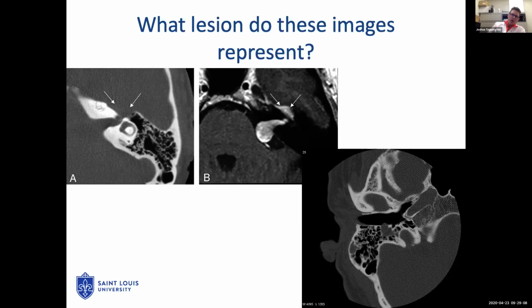So it's pretty rare overall. Ultimately, it's important because they can show up at any course along the facial nerve. This right here is one of my favorite pictures because it's a facial neuroma of the descending or vertical portion of the facial nerve as it goes through the mastoid.